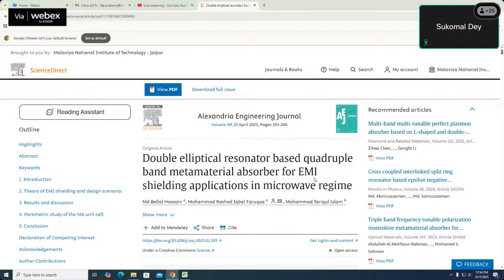So whether you are getting 100% absorption or not, considering the real and imaginary parts of mu and epsilon, those are the important parameters. If you are getting that, then obviously you would be reaching the maximum absorption.